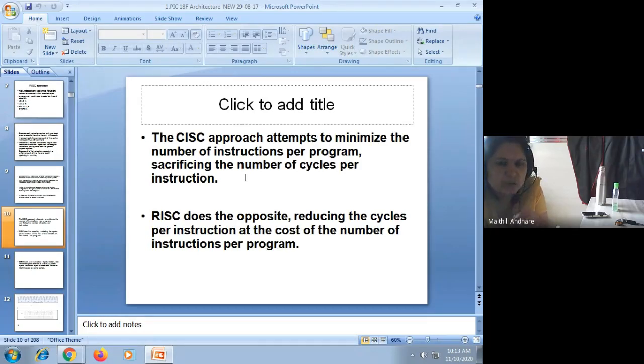So the code size is less, because of the standard instructions. Suppose I take again the example of multiplication: directly I can use the MUL instruction, because the standard instruction is available with CISC, but it is not available with RISC. So I need to write some logic, which requires 3 to 4 lines. So the size of code increases in RISC, but the size of code is reduced in CISC, because standard instructions are available. But the number of cycles required to execute instructions is more in CISC, whereas less in RISC. So you have to remember the basic difference between CISC and RISC.